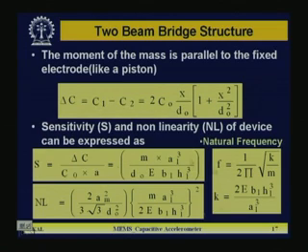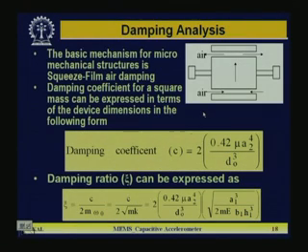Okay. These are the relations of sensitivity, nonlinearity, and change of capacitance, that is differential capacitance, in case of the 2-beam bridge structure. Now, next is coming the damping analysis. Damping analysis is also important for the stability of the structure, and there we always think of the squeeze film air damping. These are the top electrode and the bottom electrode, and this is a cross-sectional structure, this is the middle seismic mass.